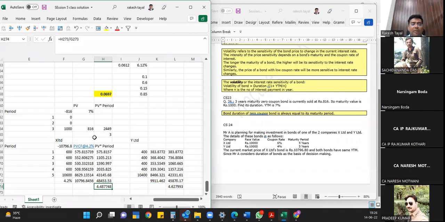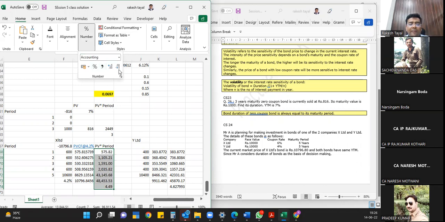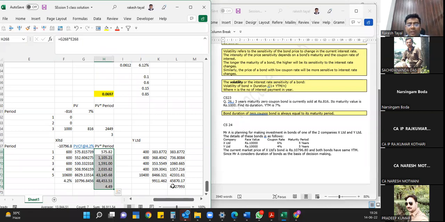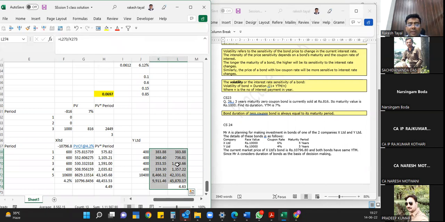So what does this mean? That duration of the bond of X Limited is 4.49 years. That is, if you invest in the bond of X Limited, you will get the present value of the bond in 4.49 years. And if you invest in Y Limited, you will get your money back in 4.63 years, the present value. So 4 years full, but 4.49 and 4.63.